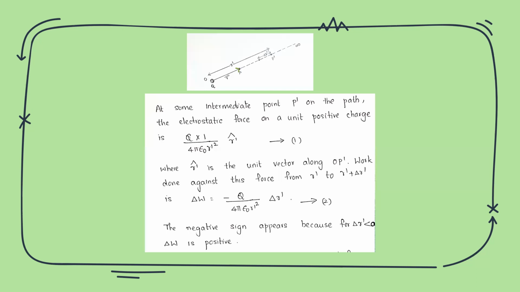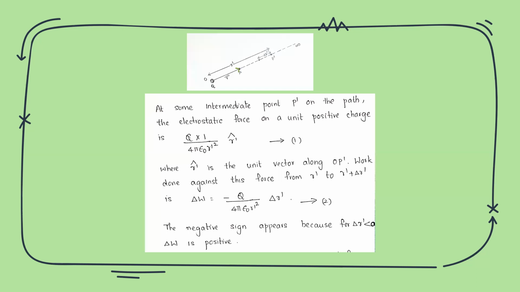Work done against this force from R dash to R dash plus delta R dash. That means, as I told you, first we will calculate the work done for a small distance delta R dash. As I told you, the example of the car and the petrol: first 10 kilometers, we will calculate how much petrol we are using, and after that, we can calculate for the whole journey and we can fill the tank. In the same way, we can calculate here work done for a small distance delta R dash, and then we will integrate it to get the total work done from infinity to the point P.